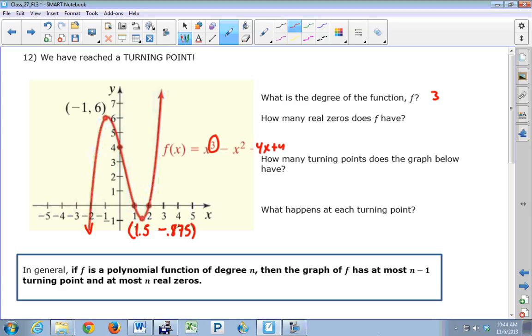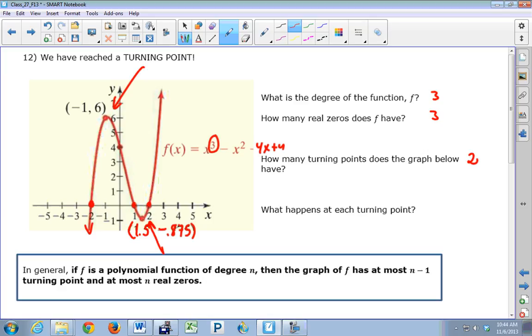How many zeros does f have if you look at the graph? How many zeros are there? 3. And they occur at -2, 1, and 2. So we have 3 real zeros. How many turning points does this graph have? 2, right. It turns around here and it turns around there. So we have 2 turning points.